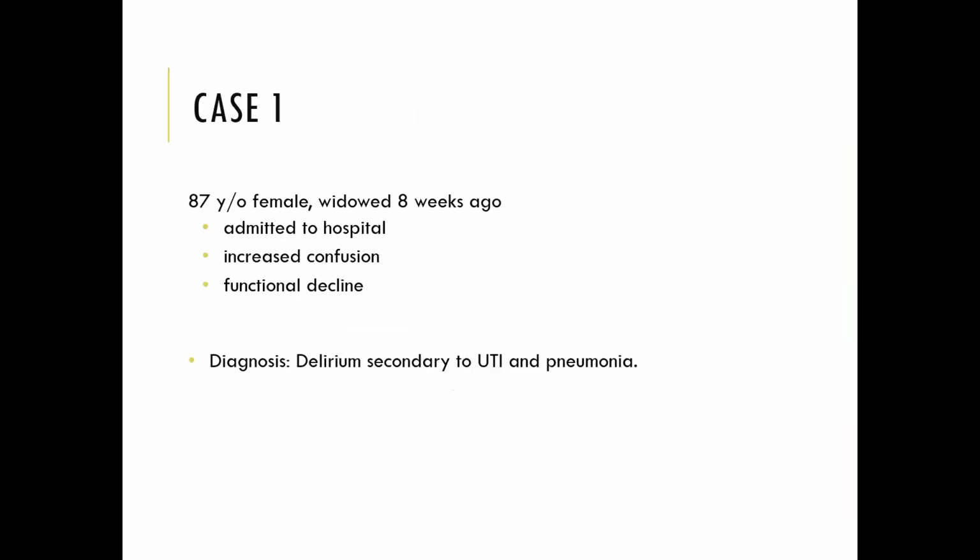So that's the background of terms that will hopefully help throughout the talk. We're going to start right off with a case. An 87-year-old woman was seen by the Geriatric Psychiatry service. She had been admitted to hospital. She had been widowed 2 months prior. The symptoms she had on presentation were increased confusion and functional decline. The confusion was pretty quick onset. She was diagnosed with a delirium. She was found on laboratory investigations and physical findings to have a urinary tract infection and a pneumonia.